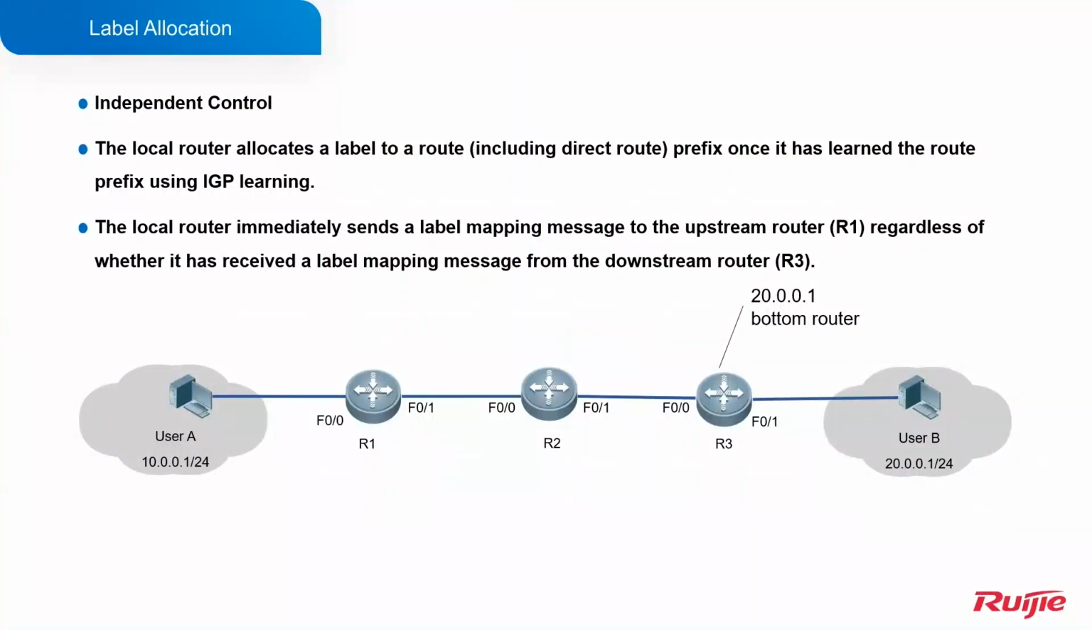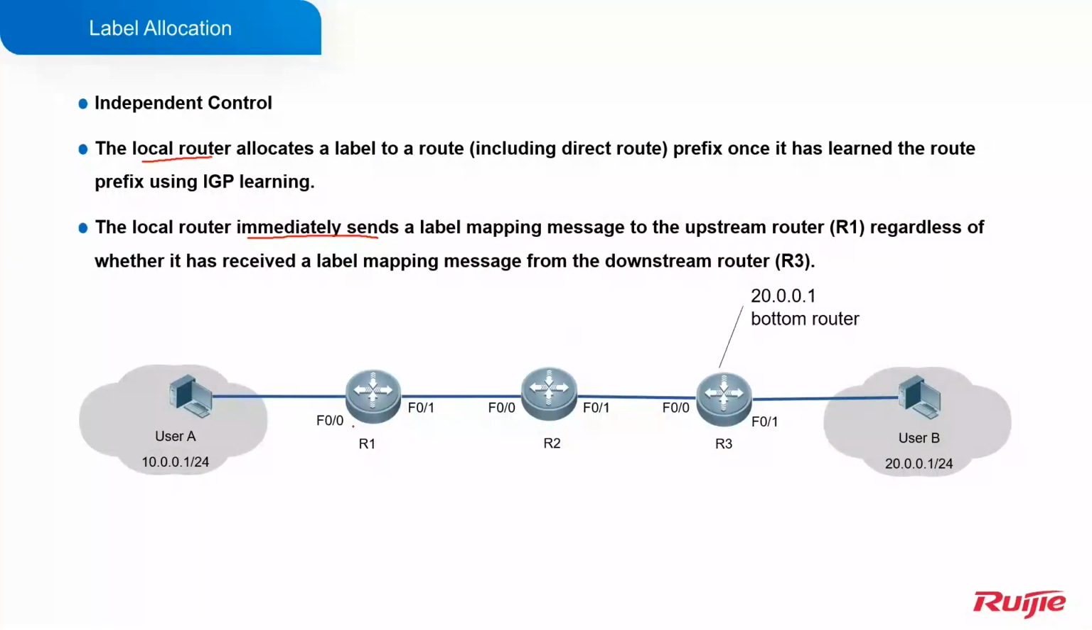And another one for the label allocation, we also have two modes. One is the independent mode, and another one is ordered. The independent mode means the local router will allocate a label to a route, including the direct route or other prefixes. Once it has learned the route prefix using IGP learning, the local router will immediately send the label mapping information to the upstream router.